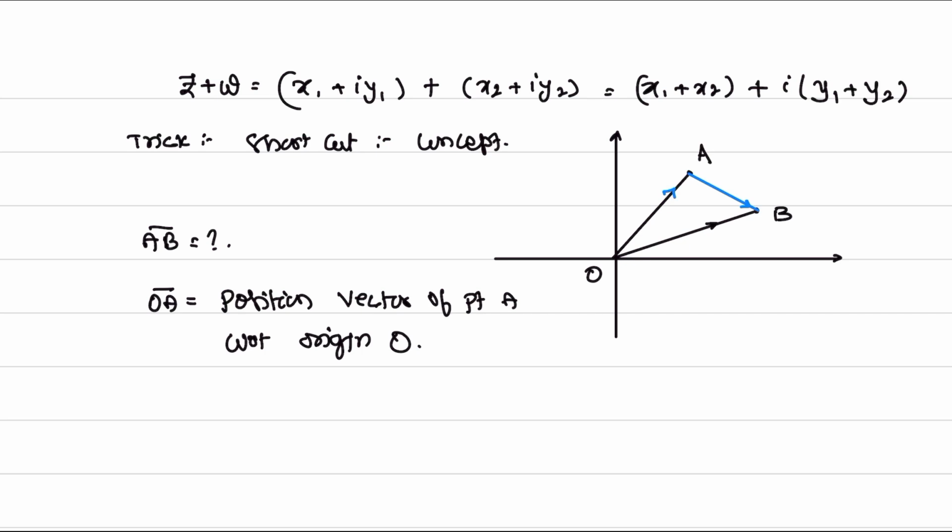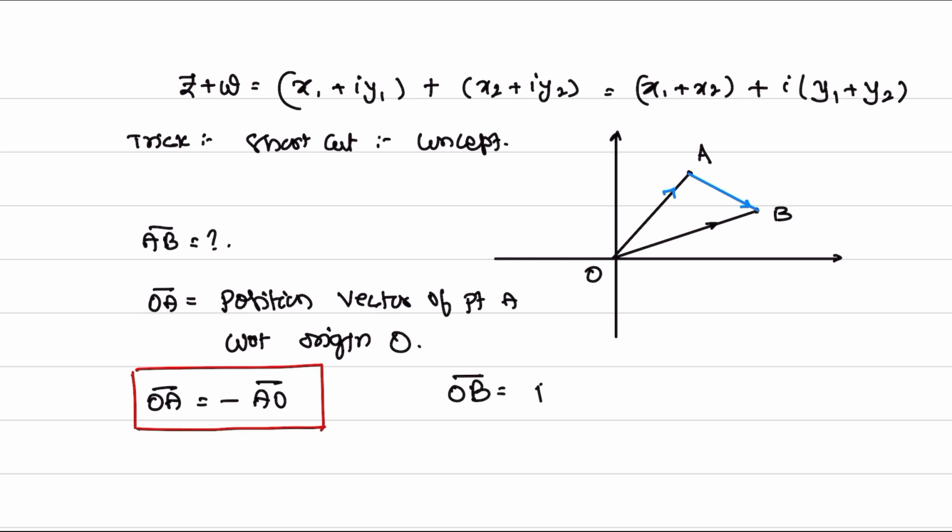OB is the same. Then OA is equal to minus AO. Please remember this. The same vector in the opposite direction is called AO. OA is equal to minus AO. By magnitude both may be the same, but in direction both are not the same. OA is opposite to AO. Similarly, OB is equal to minus BO because the direction is different.